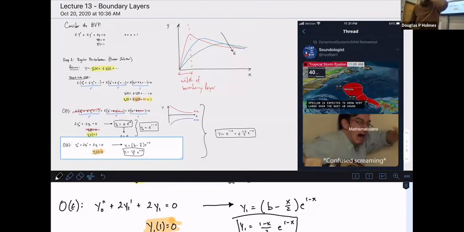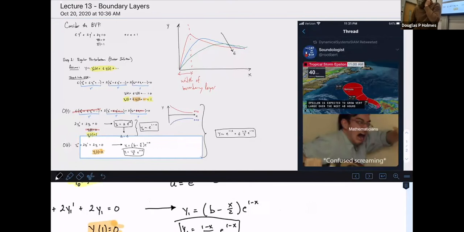Can you go back to what the overall solution is? Yes, this is the solution to order epsilon.